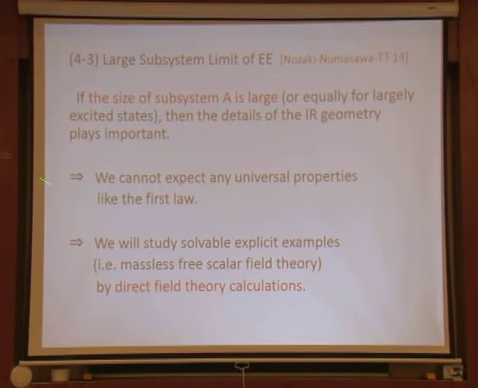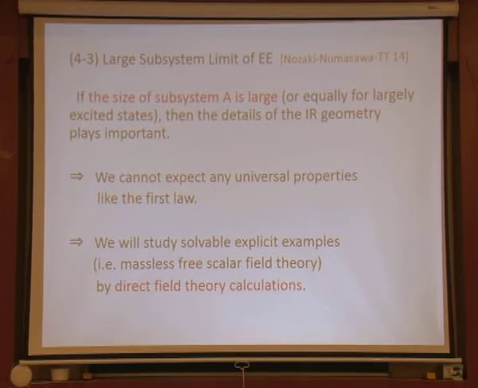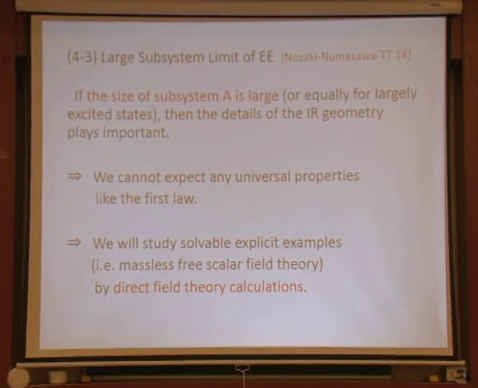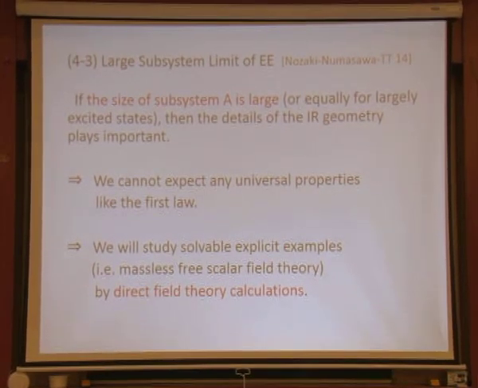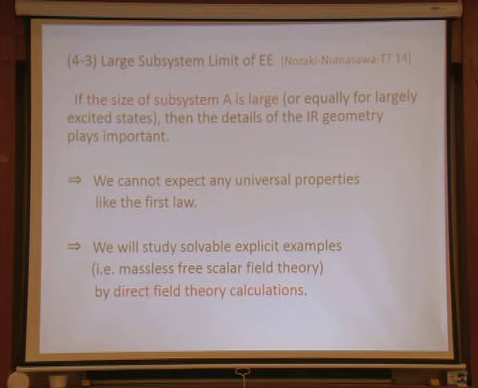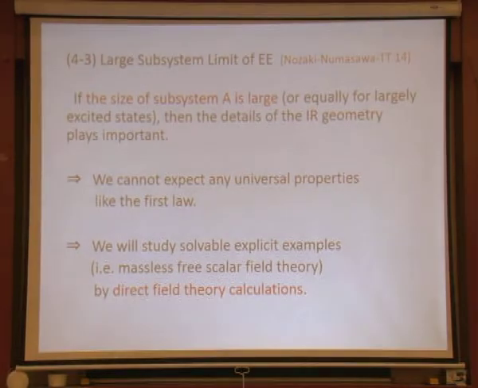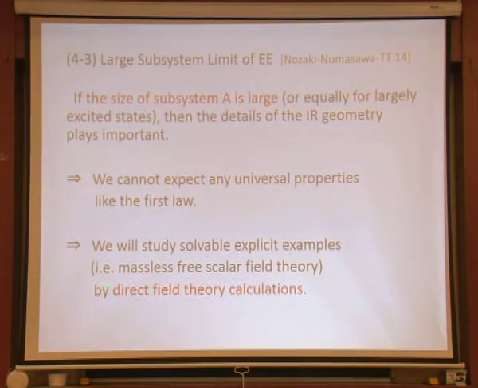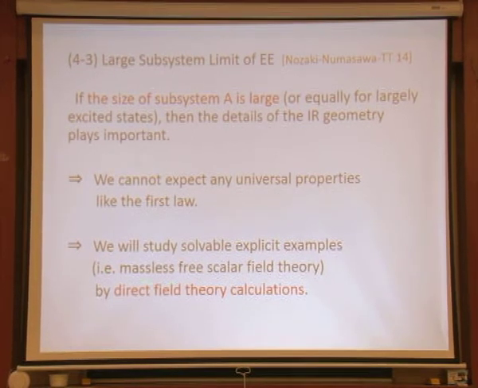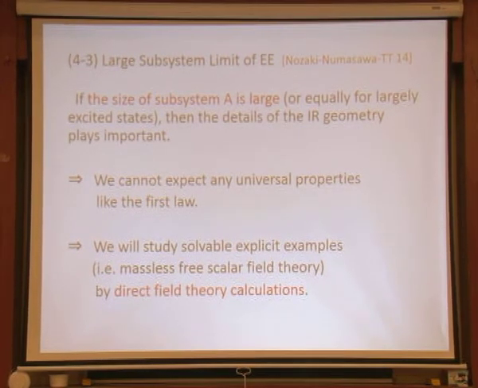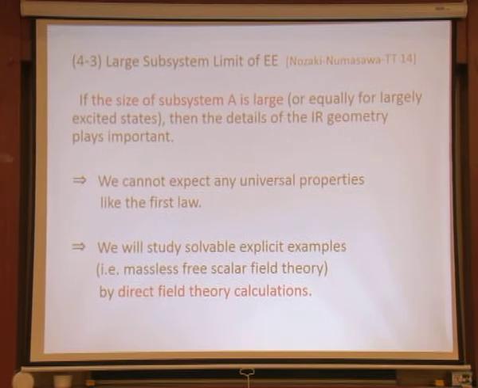In this case, we don't expect any universal properties. Instead, it depends on the details of the theory. So if we change the theory, the result completely changes, and so on. In that sense, it's a holographic calculation, not so useful in that we don't get universal results. So we are going to look at a solvable example from the viewpoint of field theory analysis. This is purely field theory analysis, and we don't use any holography.